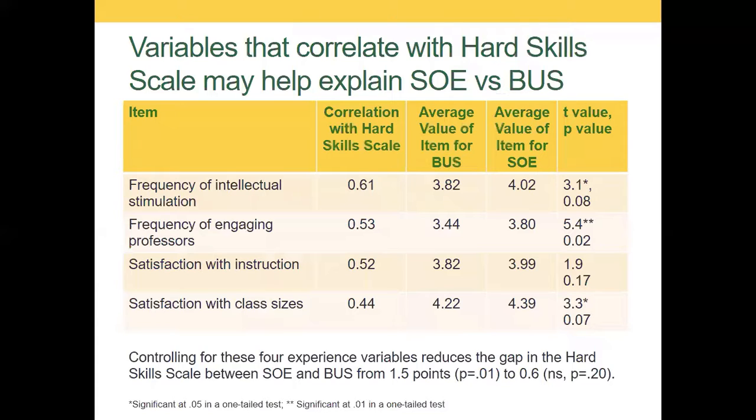Because I was so confused about business and education, I went back into the data and I looked at some of the other variables to see how they correlated with this hard skills scale. So I found several items that have really pretty strong correlations with the hard skills scale. And then I looked to see if business and education differ on these. One of the biggest concerns that has been raised in connection with my work on the SOS with business is that the class size in the business program is much, much larger than in the School of Education.